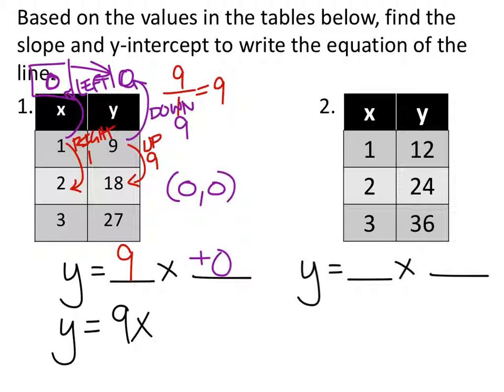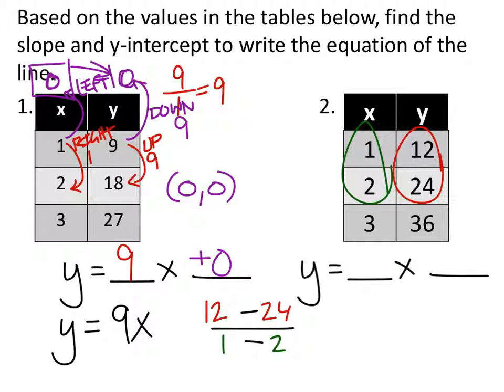Let's do the next one, but I'm going to do it a little different. So to find the slope, I'm going to use the slope formula. So I'm going to use these two y values, that'd be 12 and 24. And then I'm also going to use these two x values, which are 1 and 2. So when I subtract these, 12 minus 24 is negative 12. 1 minus 2 is negative 1. When I divide that, I get 12. That's my slope. And again, that was from the formula. So the slope is 12.